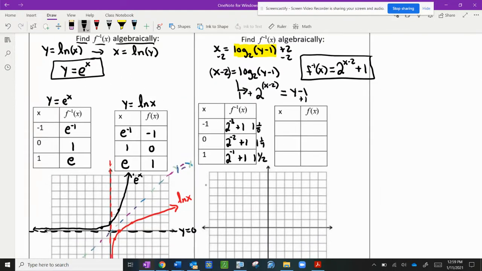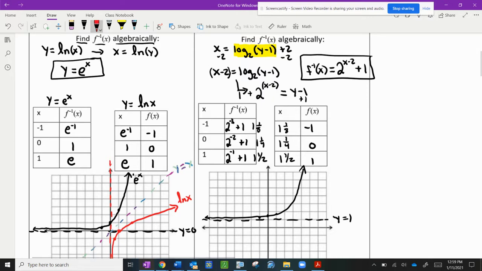If you notice, this one got shifted up 1, so I'm going to put my asymptote at y equals 1. And I'm going to graph -1, and I get just a smidge above the line, 0 and 1/4, so a little bit more, and then 1 and 1/2. And I know this is going to look something like that. Now I'm going to just flip those points, 1 and 1/8, 1 and 1/4, 1 and 1/2. Since I'm graphing, I'm just going to keep it like that. And then -1, 0, 1.